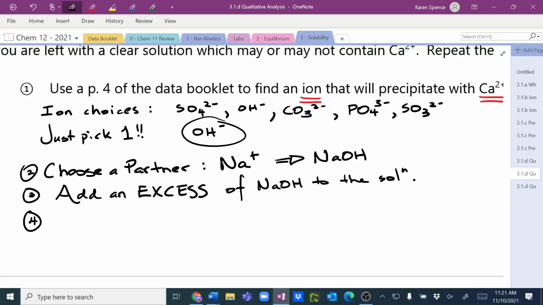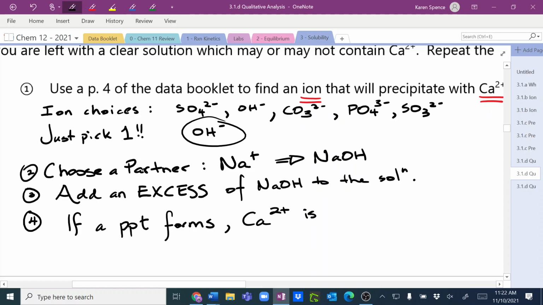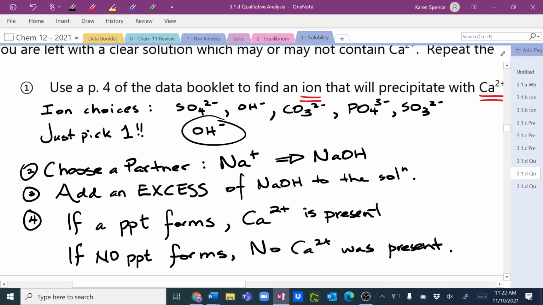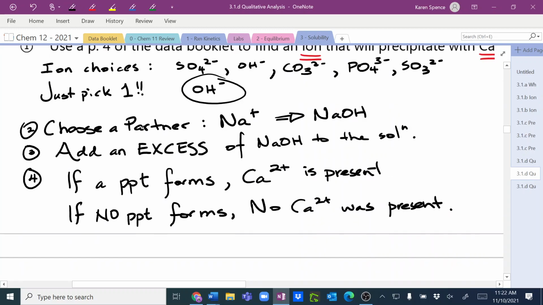Anyway, so what's the opposite of precipitate? No precipitate. So if a precipitate forms, what do we know? That Ca2+ is present. If no precipitate forms, no calcium was present. And then at this point, you could choose to just be done because that's your last ion.